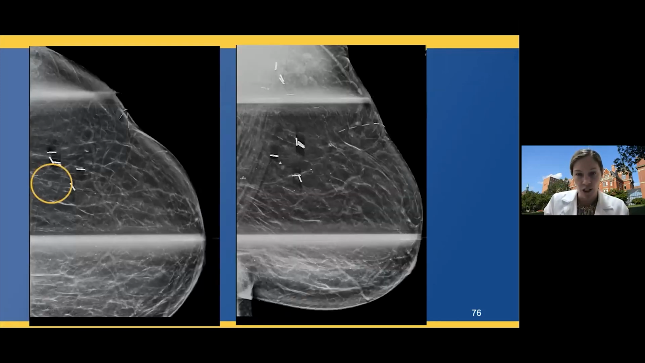So I'm just going to go to the spot views here. But you can see there's a small mass or focal asymmetry here in the upper outer left breast, at a very posterior depth. This is new compared to prior exams. The patient had had this lumpectomy many years ago, and so this was considered suspicious. It's a very, very small finding, but regardless, we still recommended doing an ultrasound.